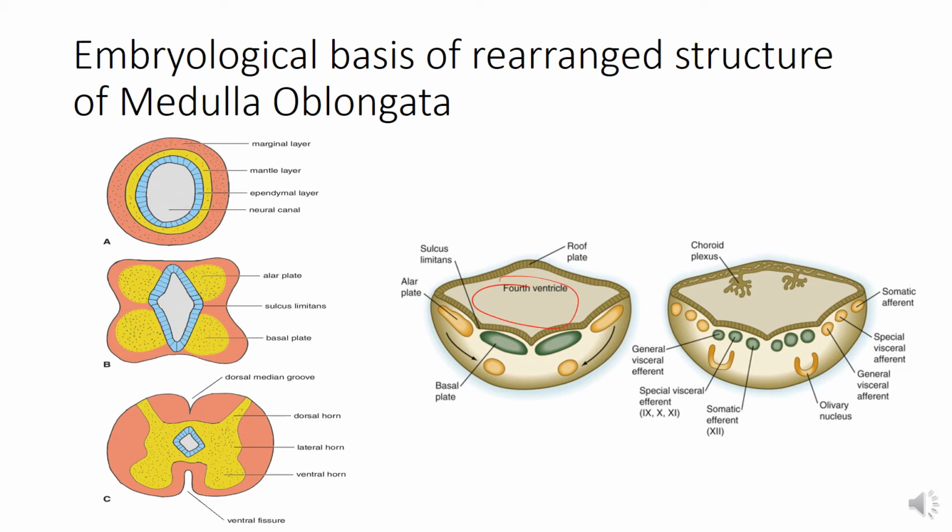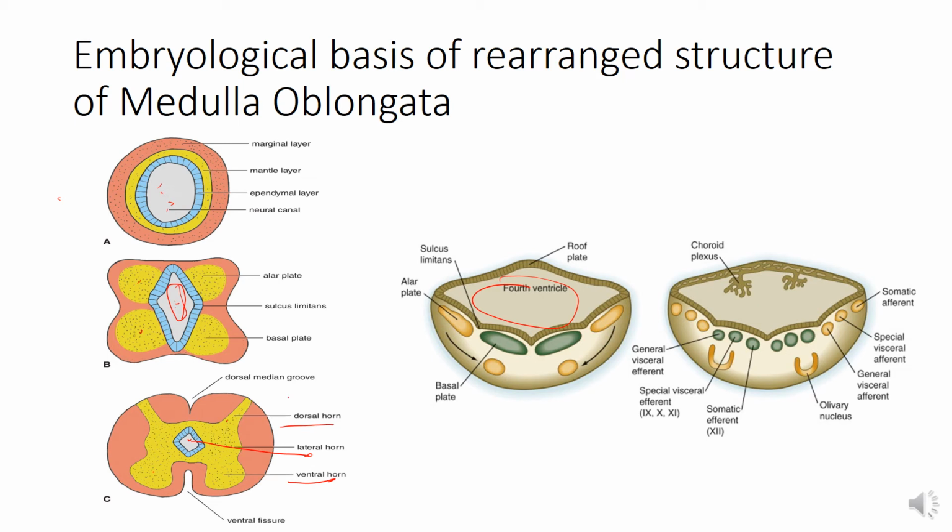Now here you can see this is the development of the spinal cord, and this is the central canal, which is gradually becoming narrow, and this forms the central canal. And here is the arrangement of the alar plate and basal plate, which forms the ventral horn, that is motor nuclei, and dorsal horn, that is the sensory nuclei.